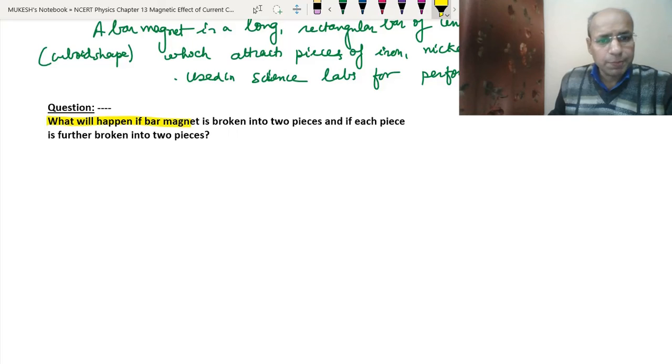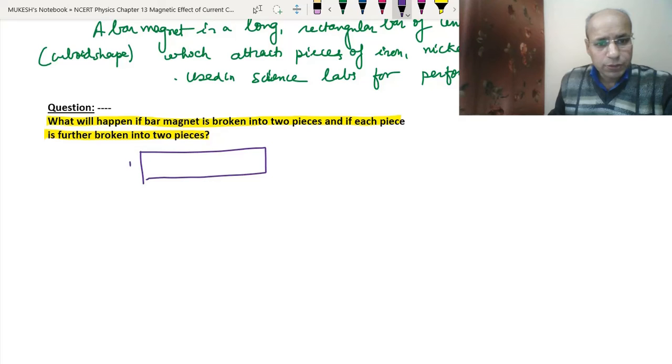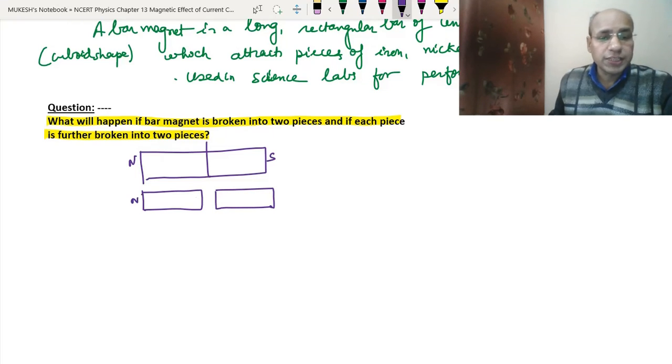What will happen if the bar magnet is broken into two pieces, and if each piece is further broken into two pieces? Like this. Suppose this is the bar magnet. Okay. North and south. Suppose we break it, then one piece is this, and the other piece is this. So what will happen? This pole will remain the north pole and this will become the south pole. And this pole again will become a north pole and this will become a south pole.